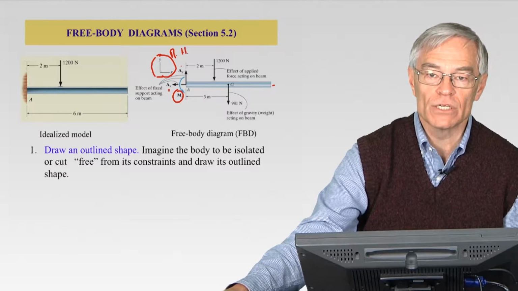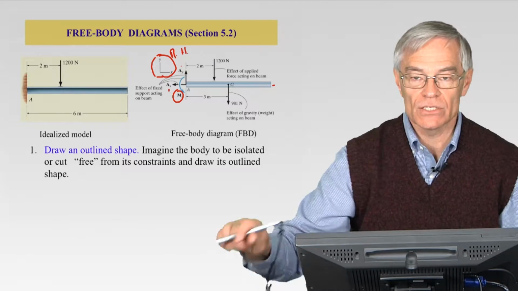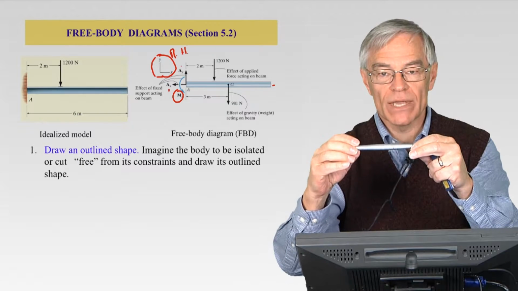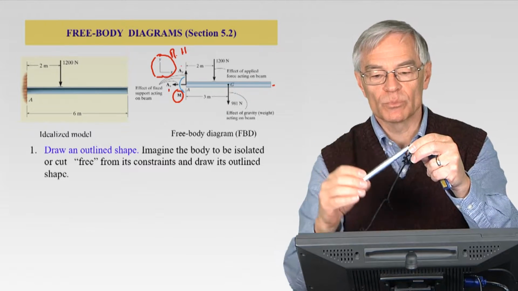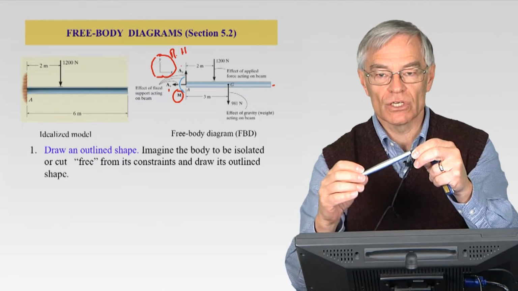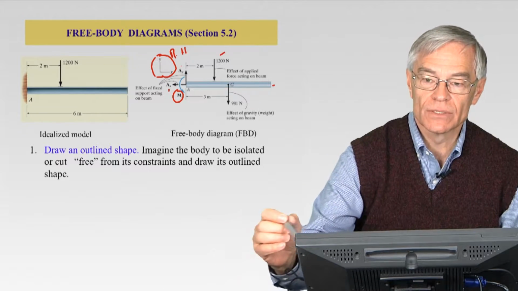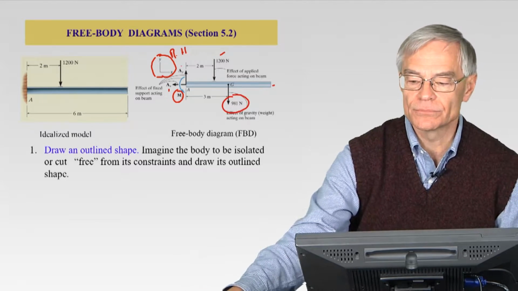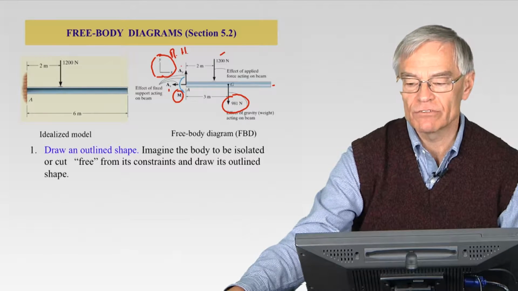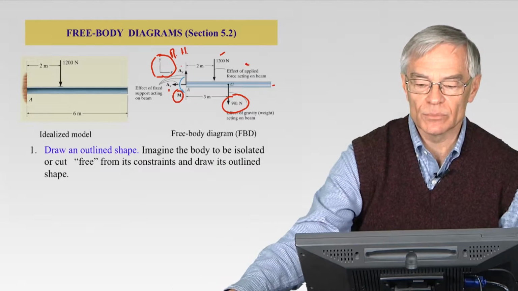The moment being exerted by the wall on the beam prevents the beam from rotating. In this case, the beam would rotate out of the wall because of its weight, and that 1,200 Newton force would push the beam down. So the wall is helping the beam resist that rotation, so there has to be a moment at A. And then the 1,200 Newton force here is the weight. The appropriate units for weight are newtons, since we're in metric. That's the effect of gravity acting on the beam. This is the applied force acting on the beam.